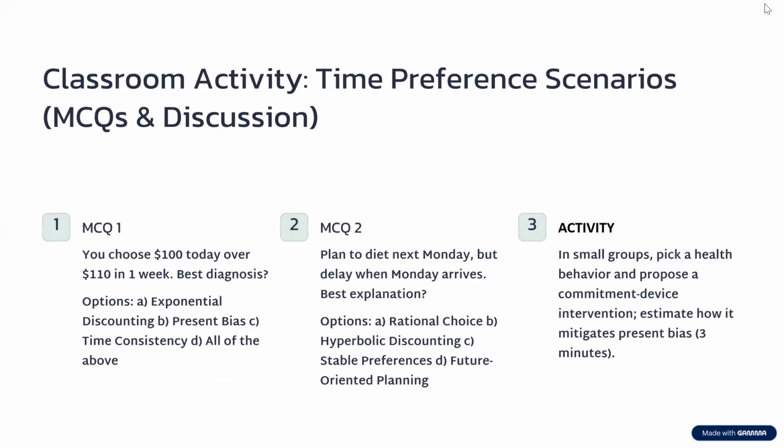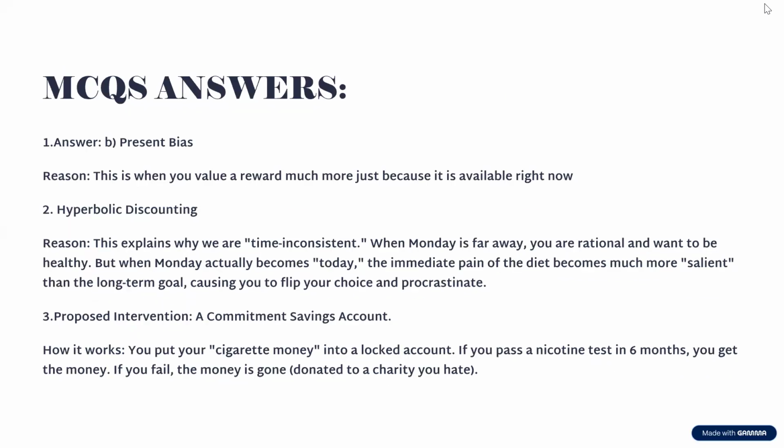And as for our second MCQ, the answer is hyperbolic discounting. The reason: this explains why we are time inconsistent. When Monday is far away, you're rational and want to be healthy. But when Monday actually becomes today, the immediate pain of the diet becomes much more salient than the long term goal, causing you to flip your choice and procrastinate.